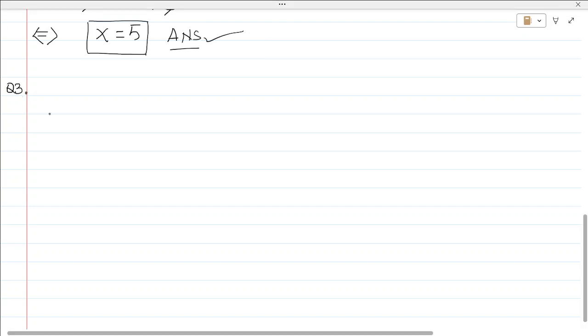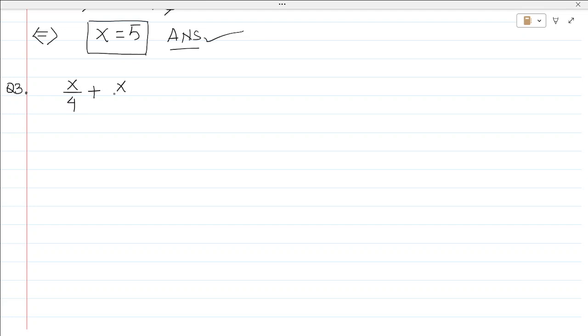We are given x by 4 plus x upon 6 is equal to x minus 7. We need to find the value of x.